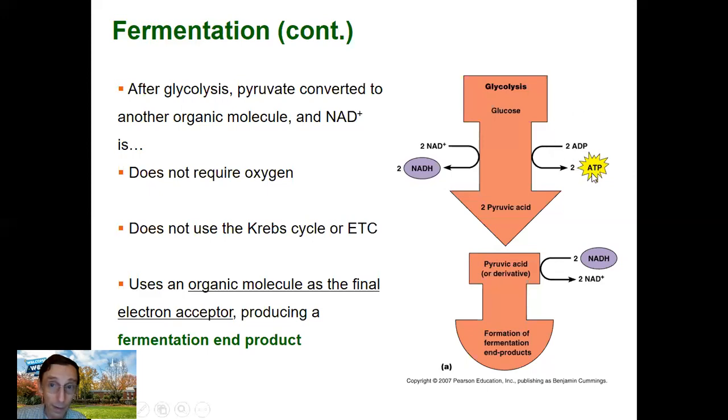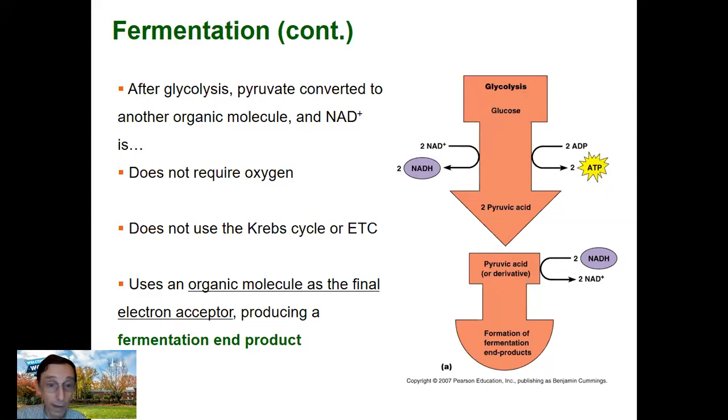And that is why your muscles recycle the NADH, because they need NAD plus in order for fermentation to occur. And without it occurring, you can't make any ATP. Any question about any of that?